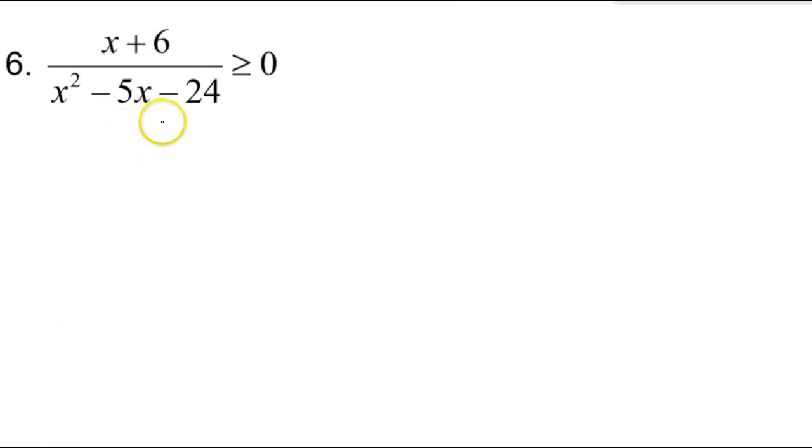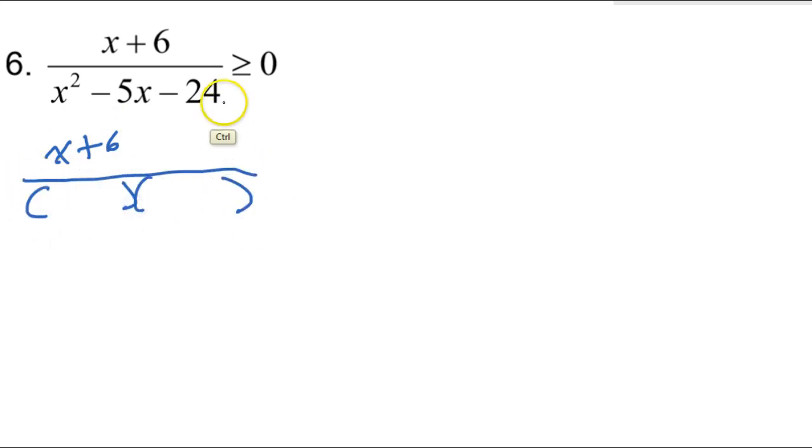Okay, so for problem number 6, the first thing I need to do is factor this denominator so I can see what I'm dealing with. So in factored form, this is going to be, so I've got x plus 6 over 3 times 8.